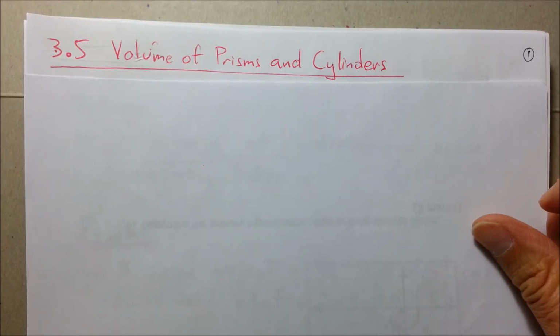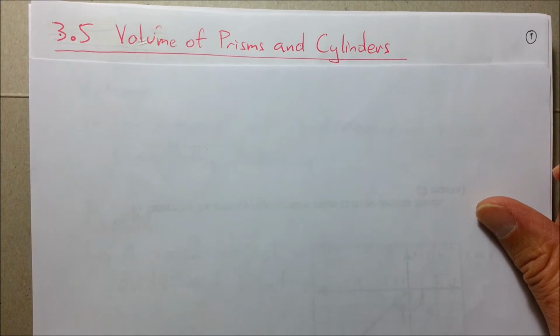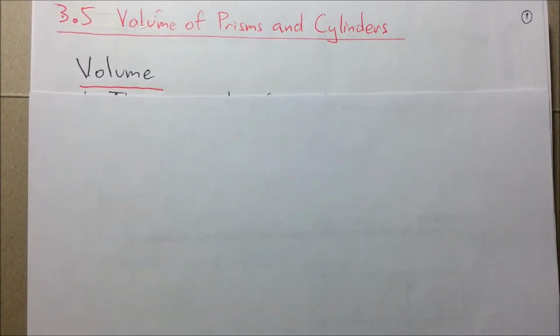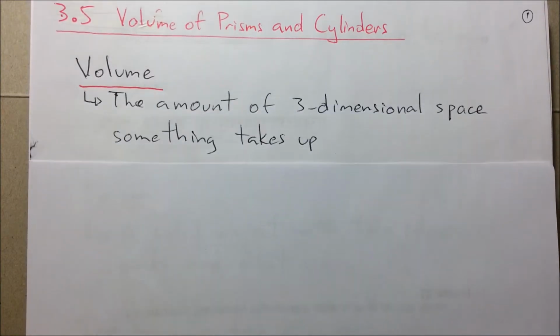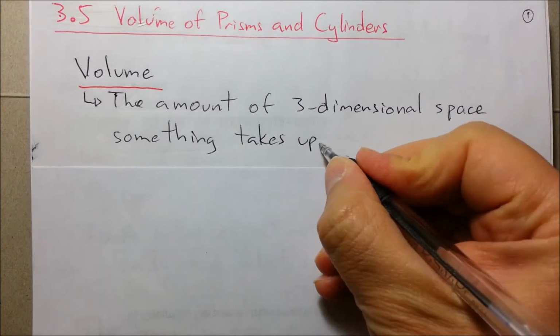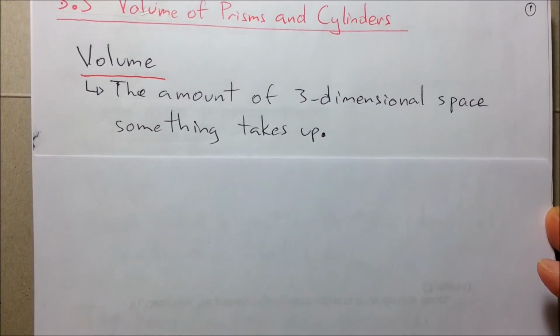Okay, in this lesson we're taking a look at volumes of prisms and cylinders. Let's take a look at some definitions, and if you feel like pausing the video, you're welcome to do so to take notes. Okay, what's the definition of volume? The volume is the amount of three-dimensional space something takes up. So you can think of any three-dimensional shape, the amount of space that takes up will be our volume.